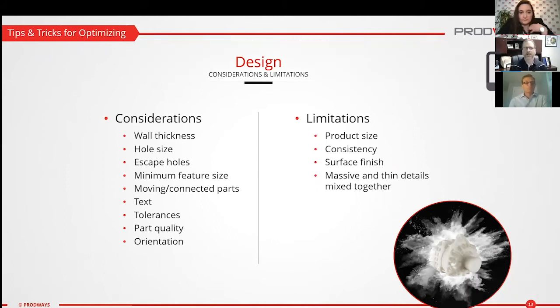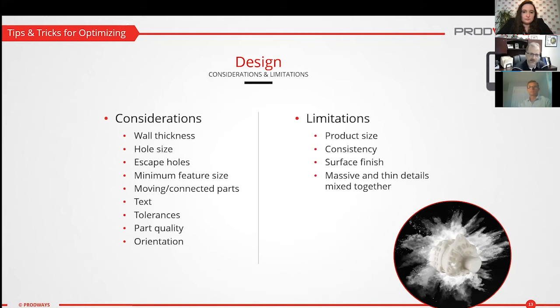Escape holes. Those need to be considered. That's hollow areas that have excess powder in them. How do you remove the powder? It's just part of the technology. If you have a single escape hole, we recommend about a 5 millimeter diameter. If you have multiple escape holes to get the powder out, you can make it smaller, about 3 millimeters in diameter. A common question is minimum feature size.